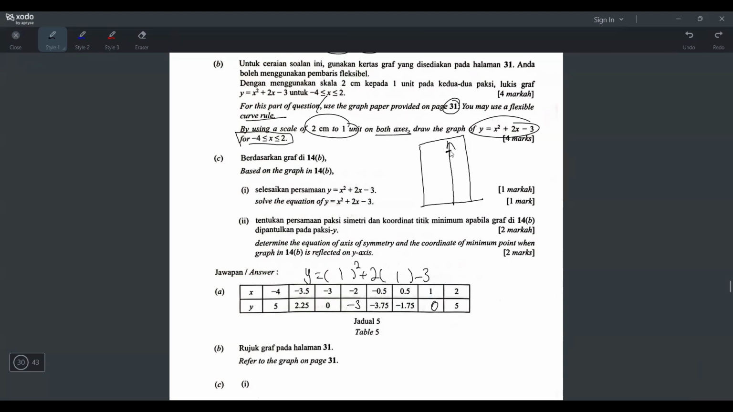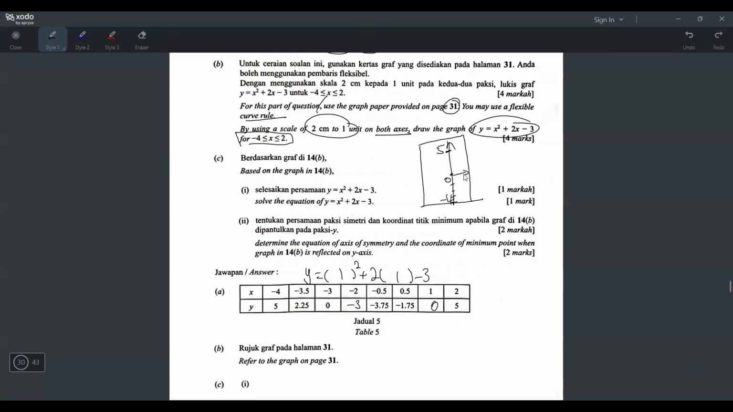Right? And what is the highest y value? Okay, let's see. Highest y value will be 5. So this will be 5. And they say 2 cm to 1 unit. So it'll be 5, 4, 3, 2, 1, 0. And then the lowest is what? Negative 3.75. So you can go until negative 4. So negative 1, negative 2, negative 3, negative 4. So the lowest is negative 4.